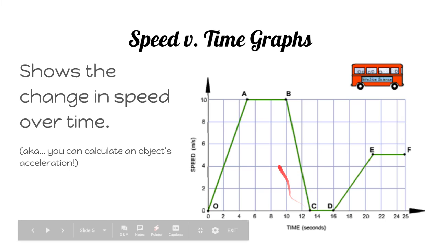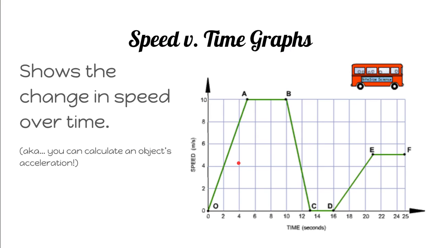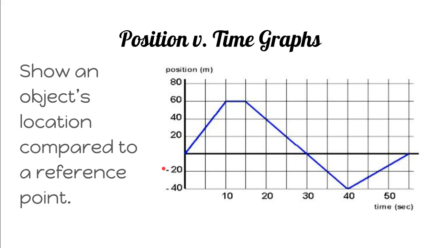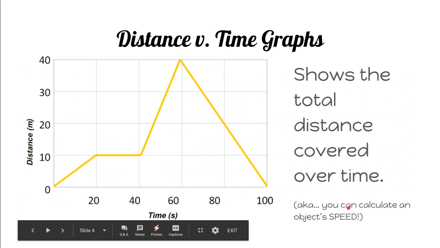Those are the three basic motion graphs, but what's important to remember is that what you are trying to demonstrate or measure will determine which graph is best. So depending on whether you're trying to show acceleration, speed, or just position in relation to a reference point, that's the type of graph that you'll pick based on what you're trying to show. And the other thing that's important is that time is always on the x-axis.